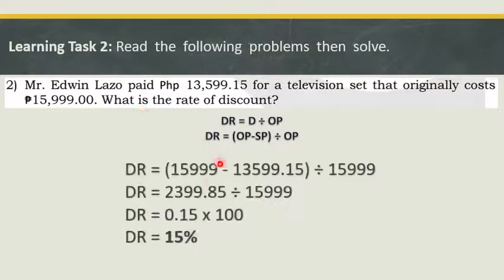So, subtract muna natin yung 15,999 sa 13,599 and 15 centavos. So, magiging difference nito is 2,399 pesos and 85 centavos. Divided by yung original price, which is 15,999, makukuha natin dyan is 0.15. Since ang hinahanap is discount rate, multiply natin yan sa 100. So, ang discount rate natin is 15%.